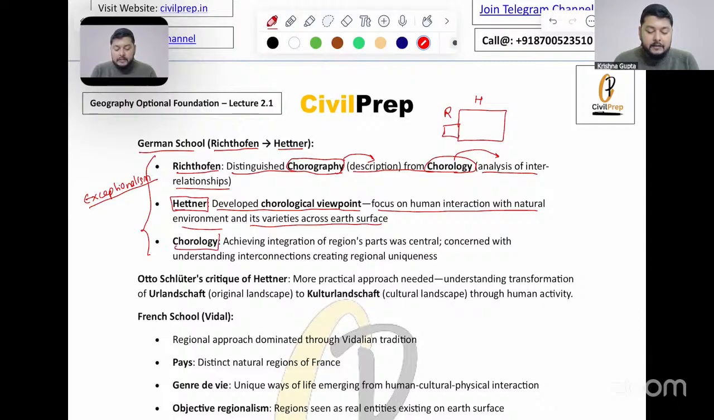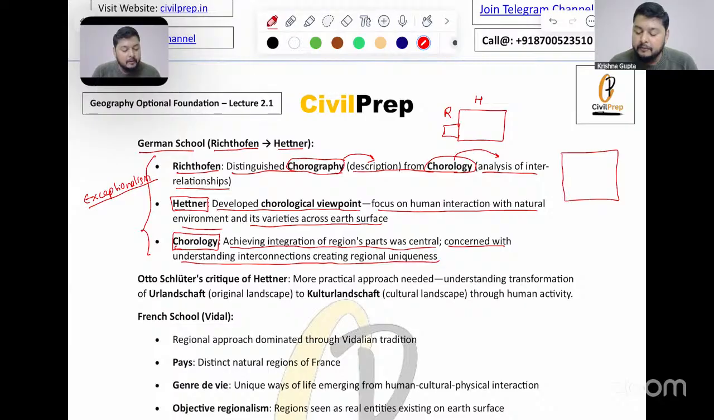Now, chorology. What is basically chorology? Achieving integration of regions was central, concerned with understanding the interconnectedness, creating the regional uniqueness. For example, if I take an example of India, in India we have certain landforms, like plains, plateaus, and mountains. We have various rivers flowing across India. We have agricultural cropping patterns. Then after cropping patterns, we have certain languages, we have religion, we have certain food culture. So all these things we see are interconnected with one another.